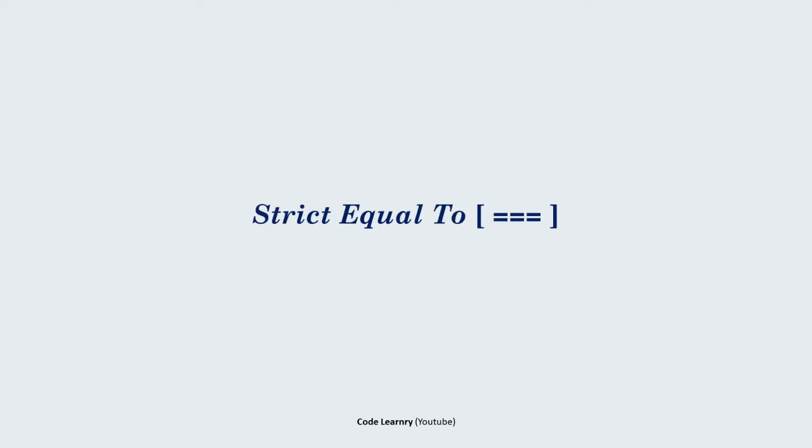Then we also have the strict equality operator, which simply compares whether two or more values are the same and they are of the same type. So the not equal to operator is simply used to check whether a value is not equal to another value. Then we also have the strict not equal to operator, which simply checks whether a value is not equal to another value, and it also checks the type that each of those two values are.